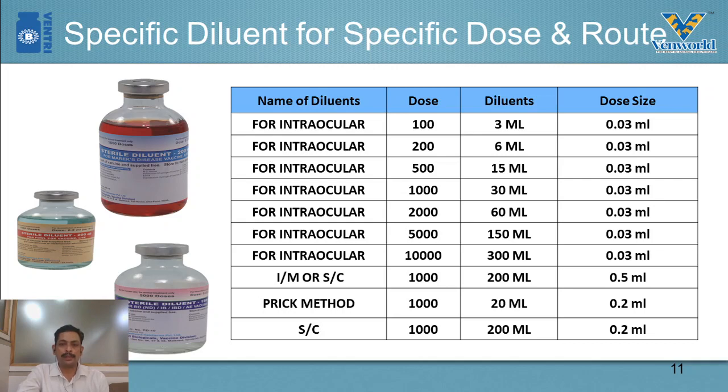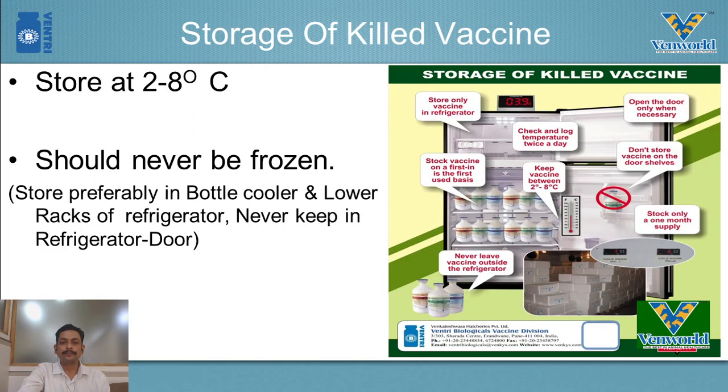For example, if you want to give the vaccination for 1000 birds, for that purpose a 30 ml diluent is there. So use that diluent only. Then for the fowlpox vaccination, Marek's vaccines and R2B vaccines, there are different vaccines and different diluents. So use that diluent only for these vaccinations.